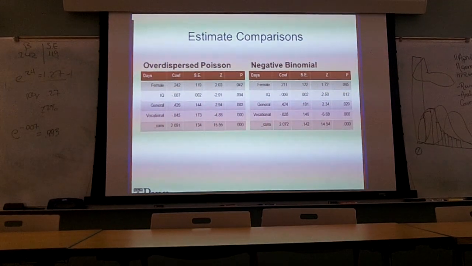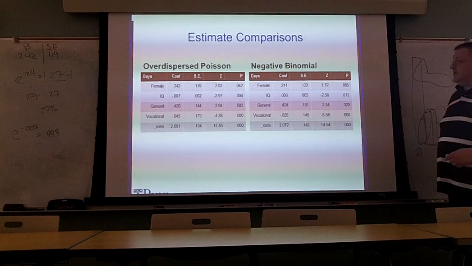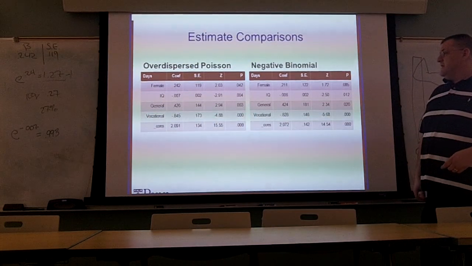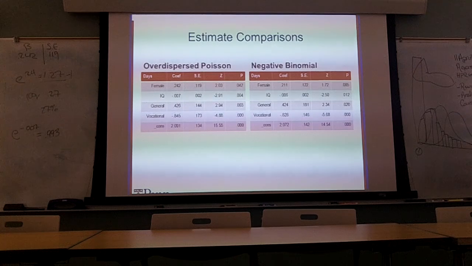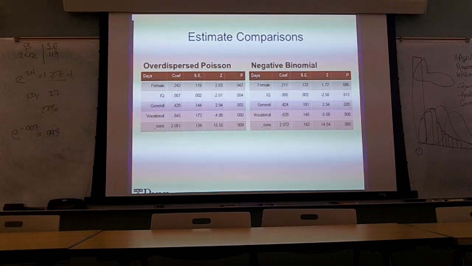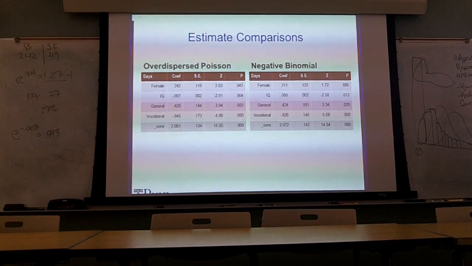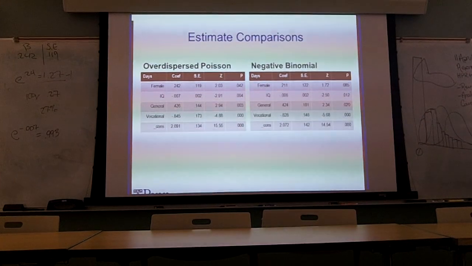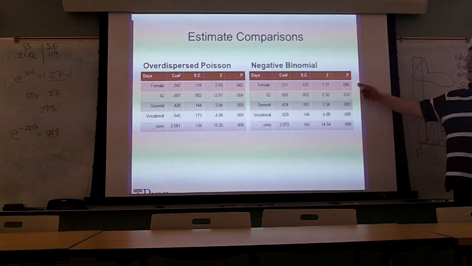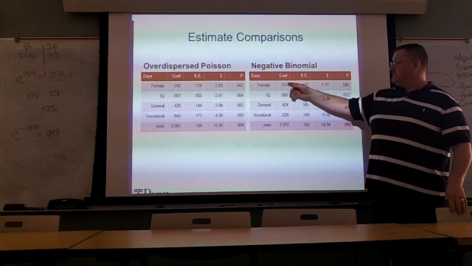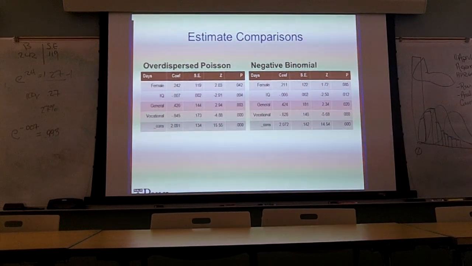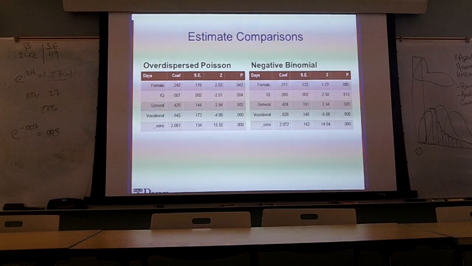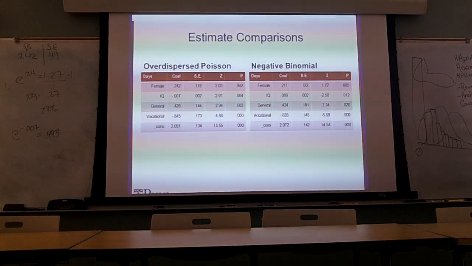Here are the two models side by side. Do you see any substantive differences between these two models? We no longer have statistical significance at the 0.05 level for female. But what about the coefficients? Essentially the same. Essentially no difference with respect to the point estimates.